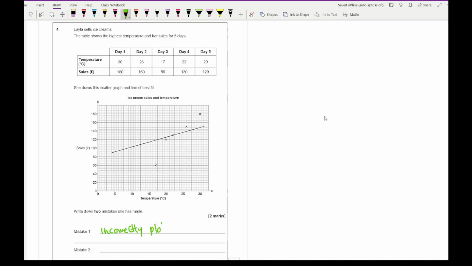So the 2 mistakes: the first one is that she has incorrectly plotted 1780. So this point here has been plotted incorrectly when it should have been at 80, not 60. And you can say that it should be 1780, not 1760.